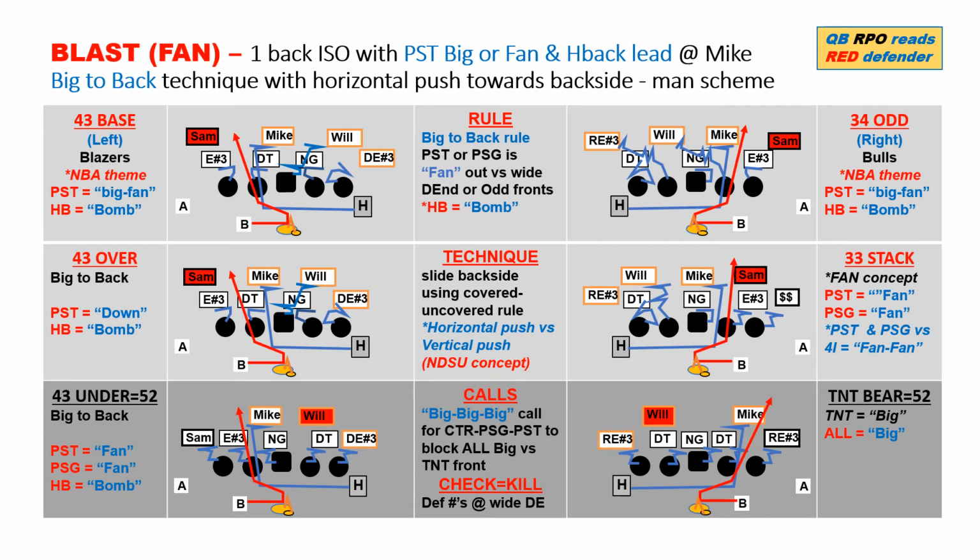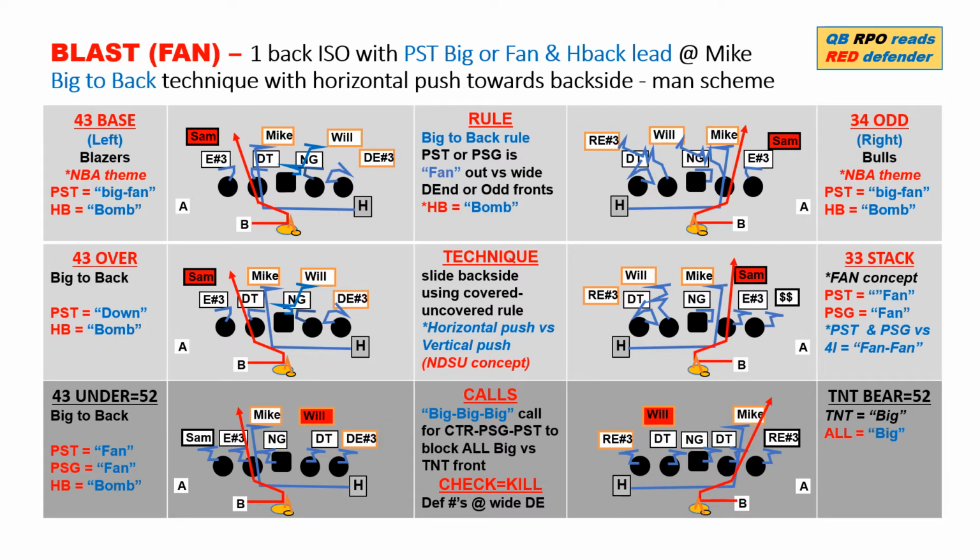One advantage of running blast as your counter play is there's less moving parts up front. There's no lineman pulling. The H is the puller. So you can see in the upper left-hand diagram against the 4-3 base, they're just big on big. The uncovered lineman, being the center, is going to block back. That's the big to back. So if you're covered, you stay big or base block. If you're uncovered, you block back.